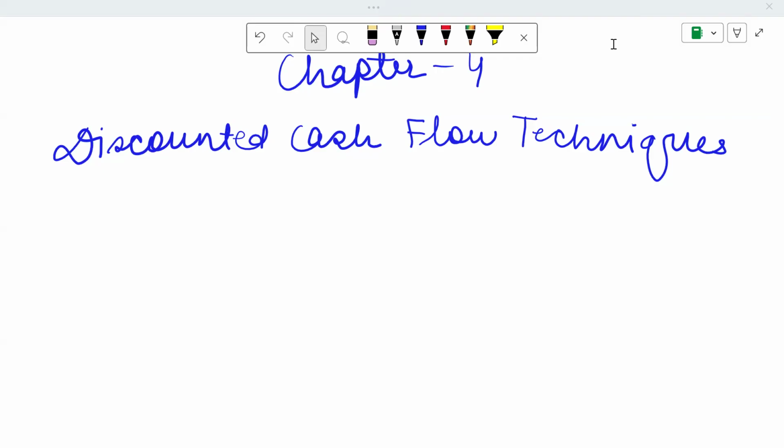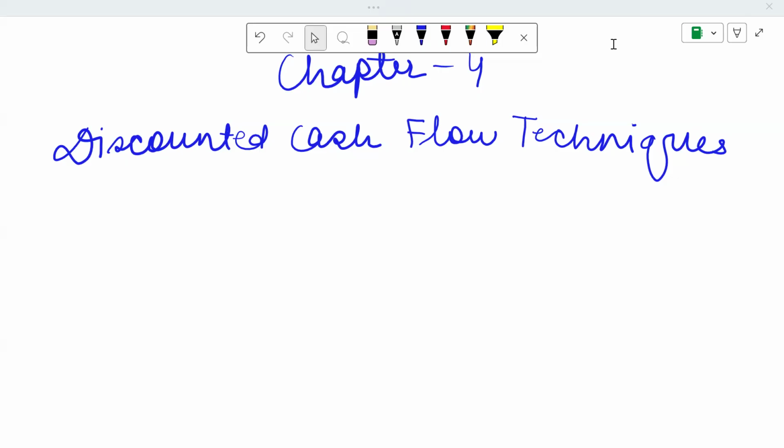This is chapter number 4 and the name of your chapter is Discounted Cash Flow Techniques. As the name suggests, we are going to study all of the investment appraisal techniques which are discounted cash flow techniques, which discount to bring the cash flows to the present value. They discount for the fact that money loses its value as time passes. So this is what we will be studying in this chapter.